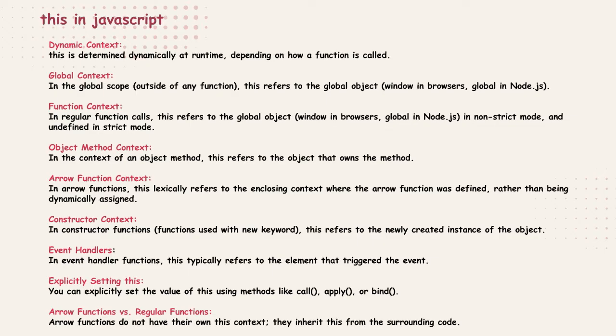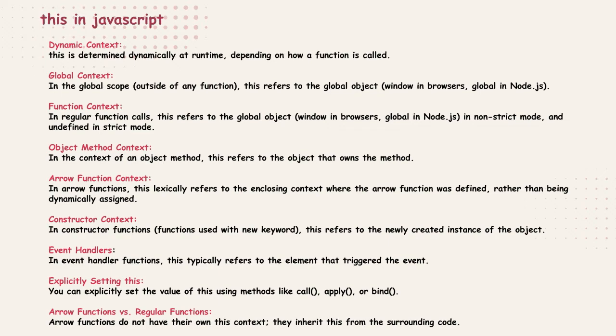This refers to the current object. If we want to access something, for example, inside one object I assign name equal to some value, we can access that name inside the function by using the this keyword.